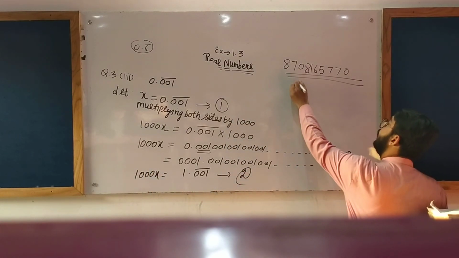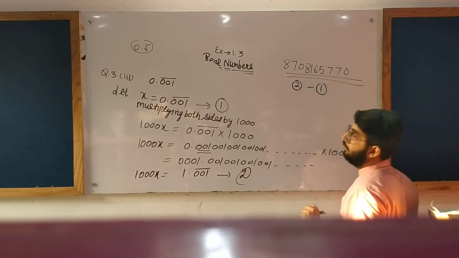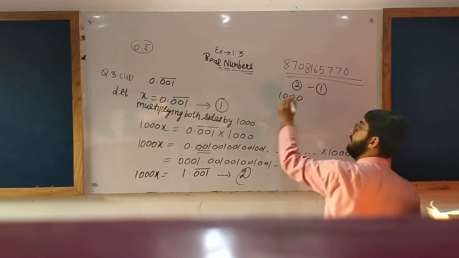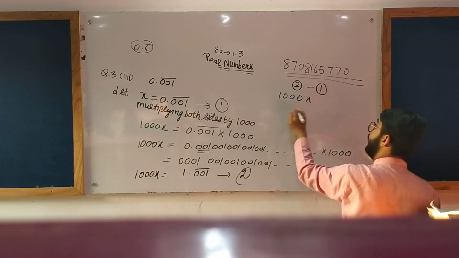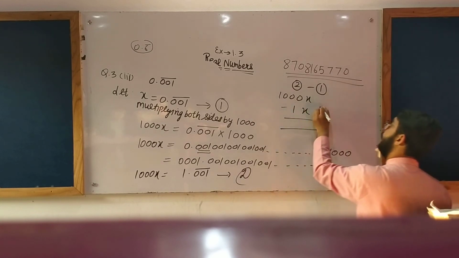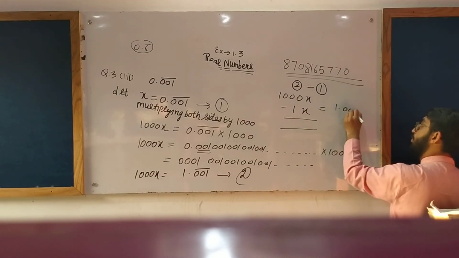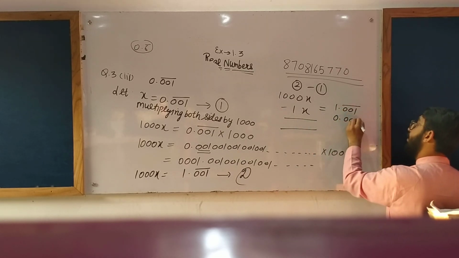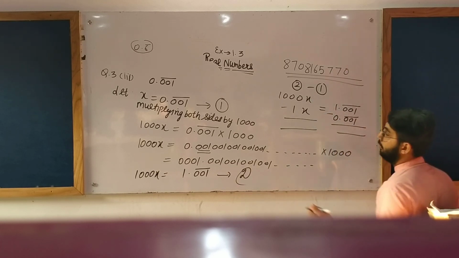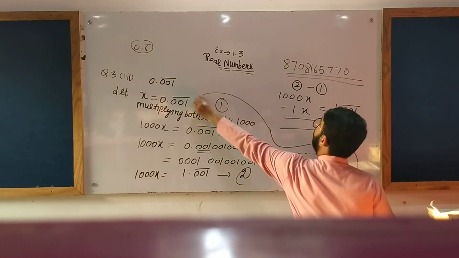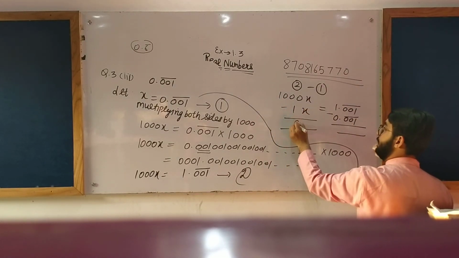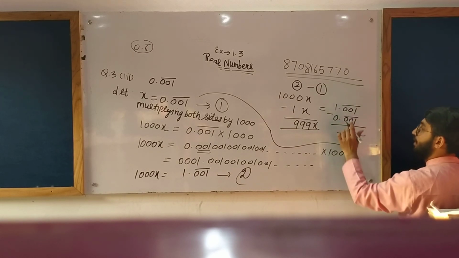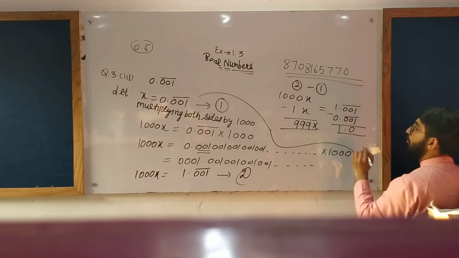The same procedure: equation 2 minus equation 1. 1000x minus x. Nothing is present there, so I can write it as 1x. Subtraction. Now this is 1.001 bar minus 0.001 bar. 1000x minus 1x gives you 999x. 001 bar minus 001 bar gives you 0 only. 1 minus 0 gives you 1 only.